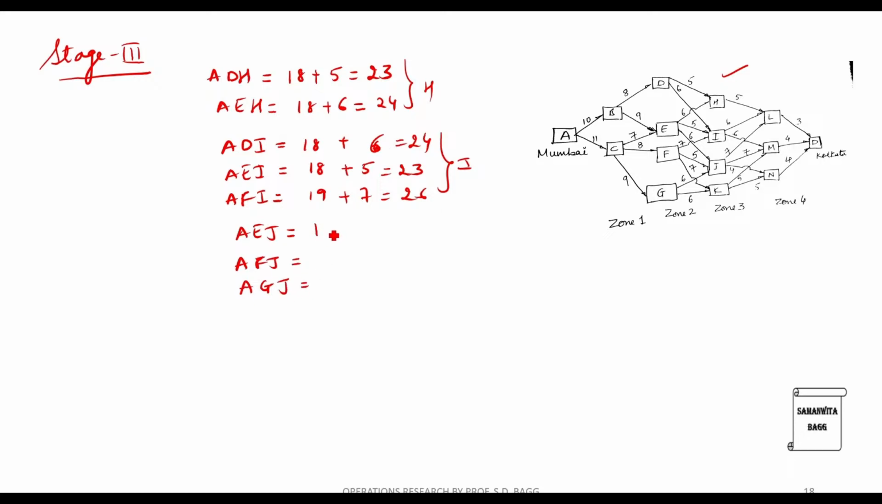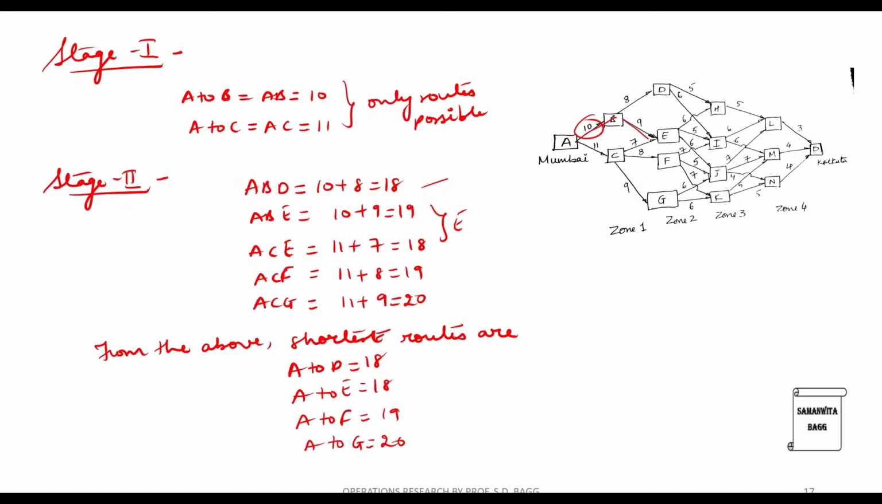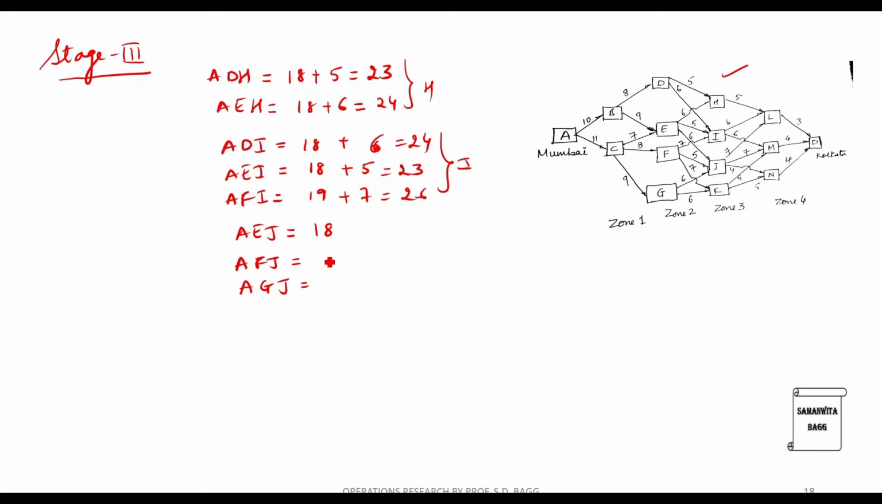A to E is 18. A to F is 19. And A to G is 20. This I have already written. Now E to J, you can see over here it is 6. F to J is 5. And G to J is 6. This is 24. This is also 24 and this is 26. This is for J. Last we'll write for K.